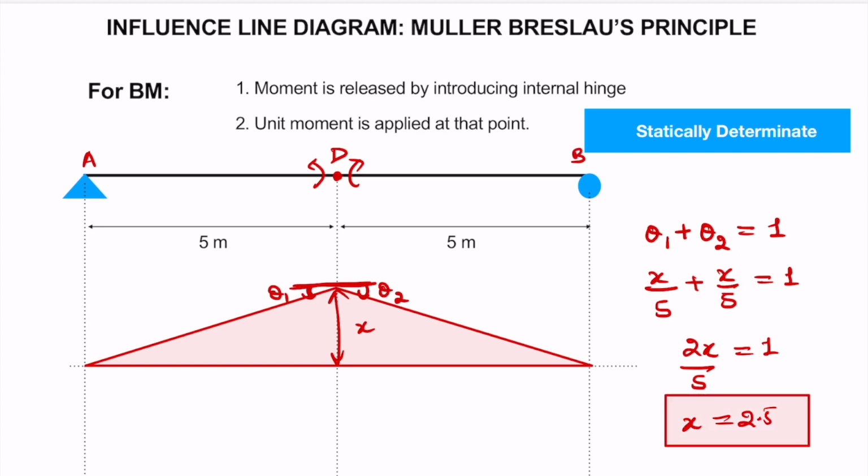So this is the value of X we are getting. So this is the ILD for bending moment at point D.